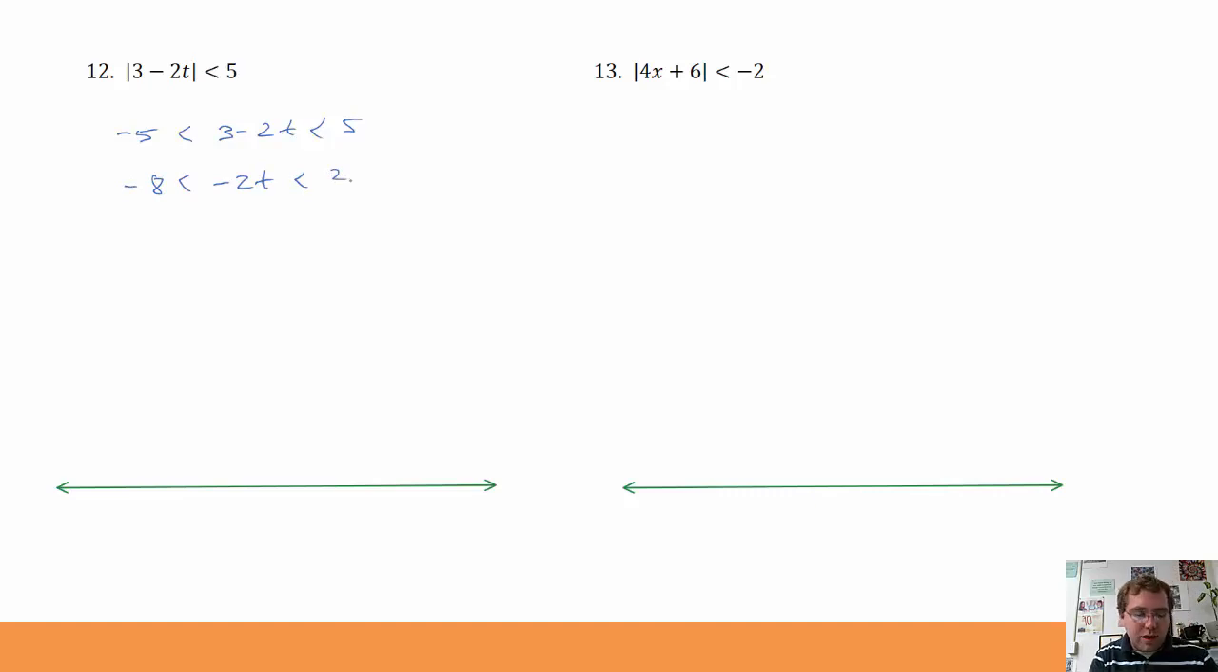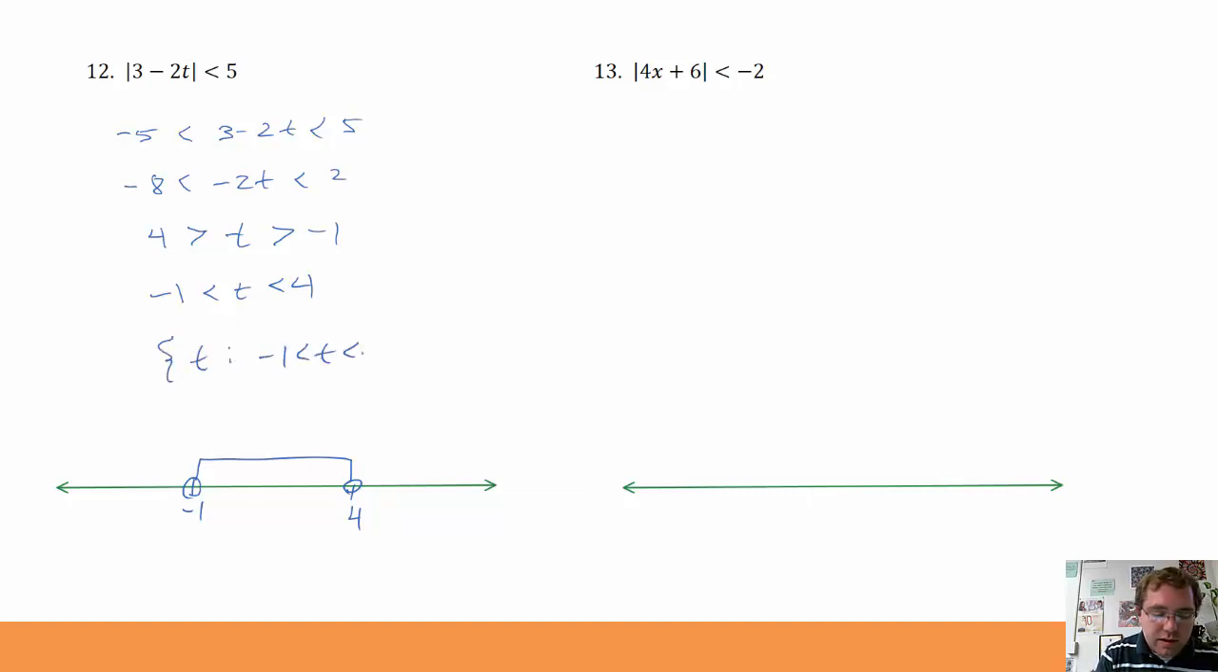We divide everything by negative 2. So 4 is greater than t, which is greater than negative 1. We divided by a negative number, so we had to switch both signs. So let's flip that whole inequality around, because we like it to be the other direction. Negative 1 is less than t, which is less than 4. So t is wedged between negative 1 and 4. Here's negative 1, here's 4. Open circles at both. Go in between. So the set of all t such that negative 1 is less than t, less than 4.